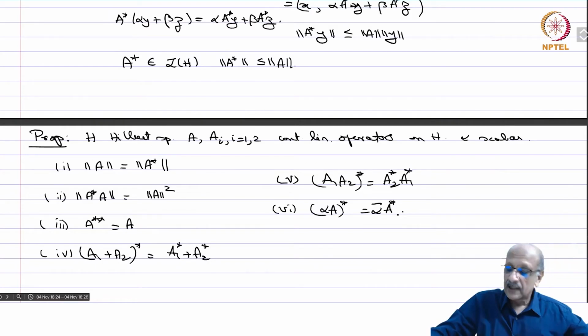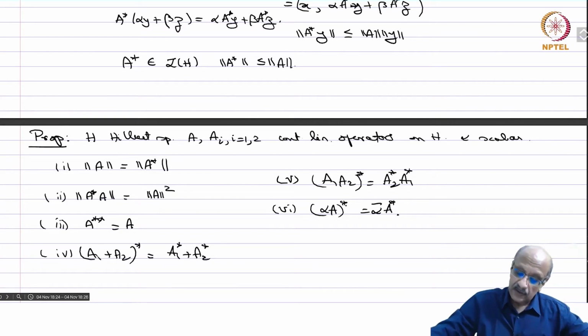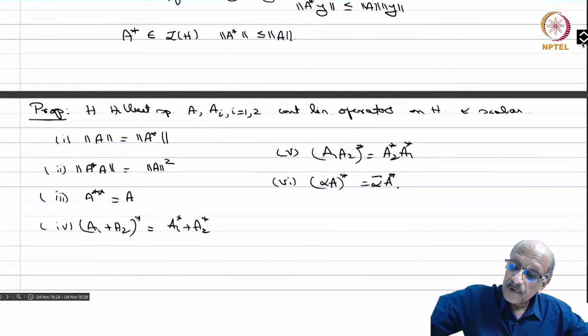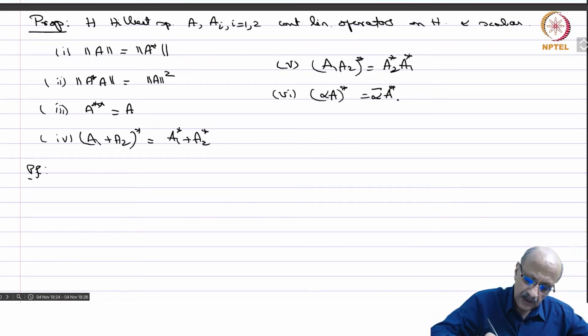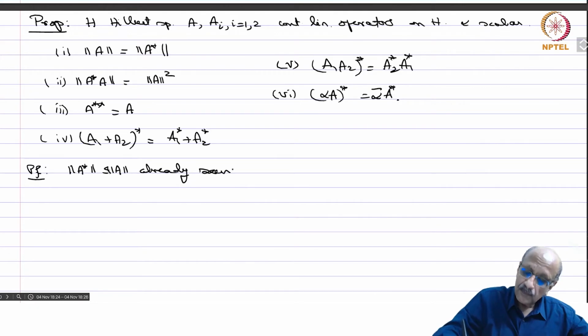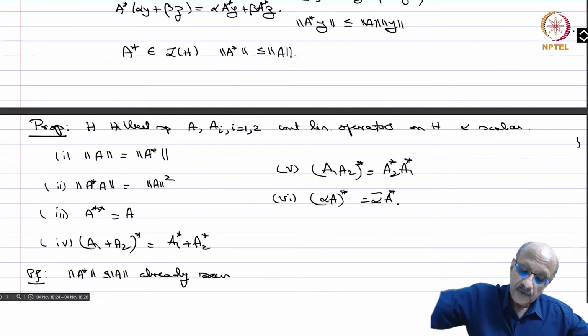So if you have a real scalar, then the conjugate won't appear, it will just be alpha times A star. Okay, so let us prove this proposition. This lists all the important properties. So, proof. We already know that norm of A star is less than or equal to norm of A. We have already seen that, just above, so we have proved that.